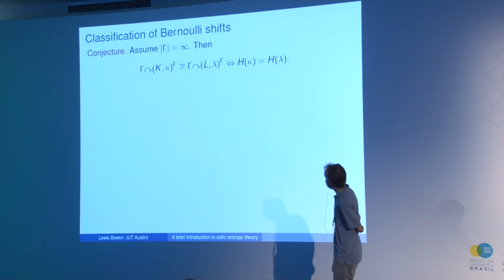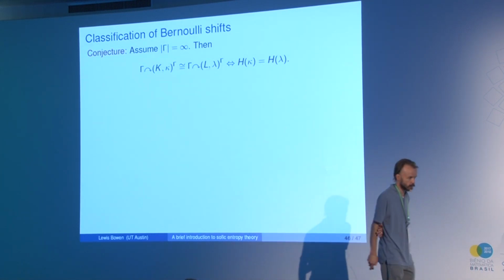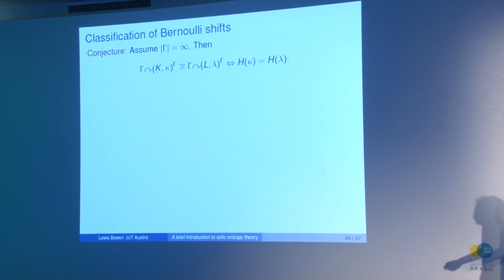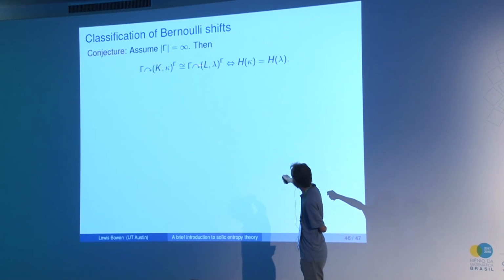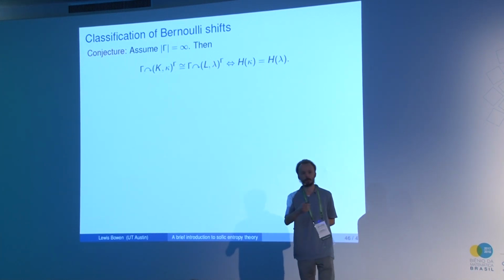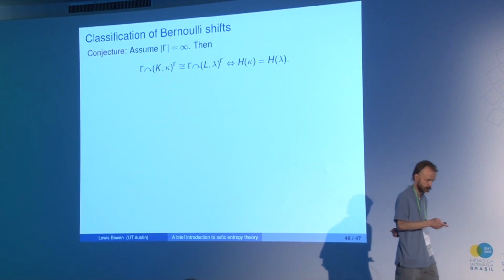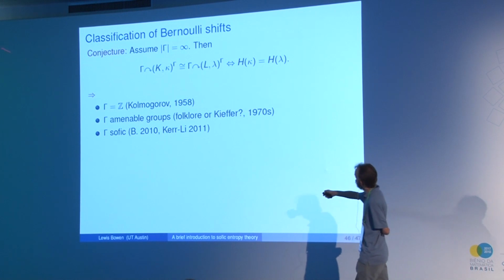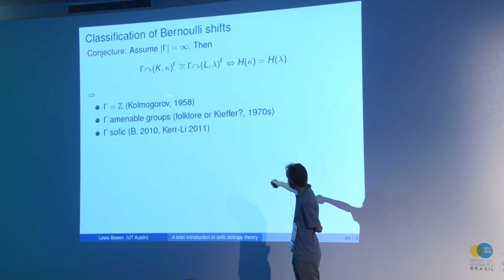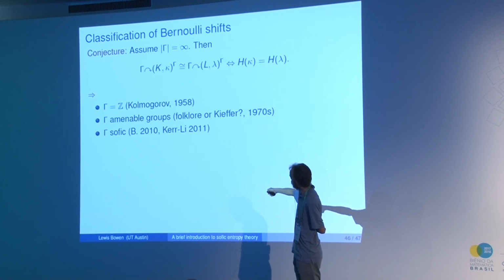Now, there's this question, can we classify Bernoulli shifts? Let's say that we have an infinite group. We would imagine that these 2 Bernoulli shifts are isomorphic if and only if their entropies are equal. They should be classified exactly by entropy. So in this direction, suppose that we have 2 Bernoulli shifts that are isomorphic, then this was Kolmogorov's inspiration for defining entropy, to solve this problem for Z. Then it was extended to amenable groups and now to Sofic groups.